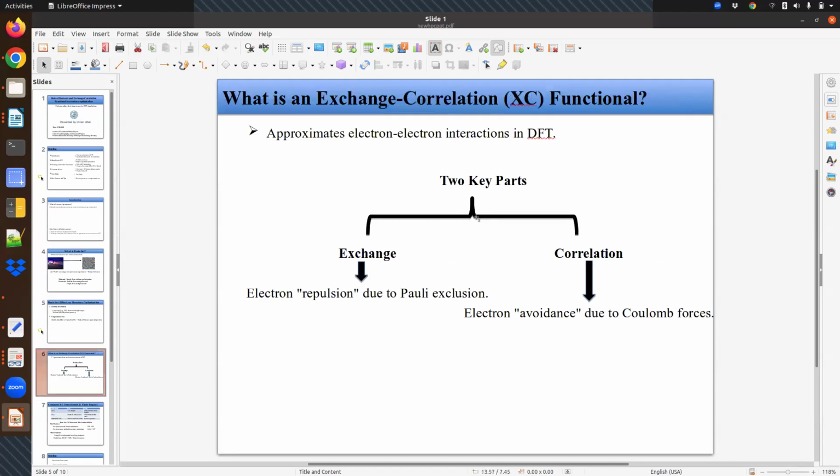The second thing is, what is the exchange correlation functional? One professor already explained that a functional is basically a function which takes a function and gives you a number. It approximates electron interaction in DFT. Basically, it has two parts: exchange and correlation. Exchange is the repulsion due to the Pauli exclusion principle, and correlation calculates the forces between two electrons due to Coulombic interaction, I mean the repulsion.